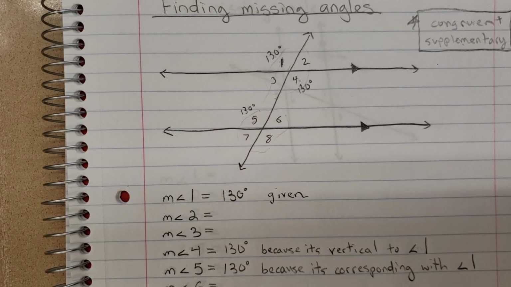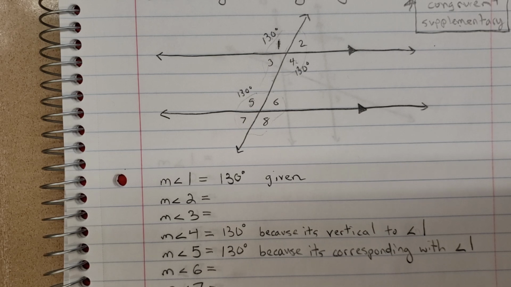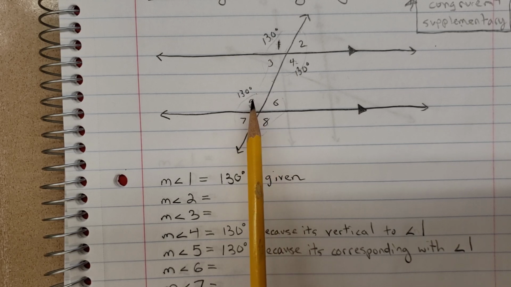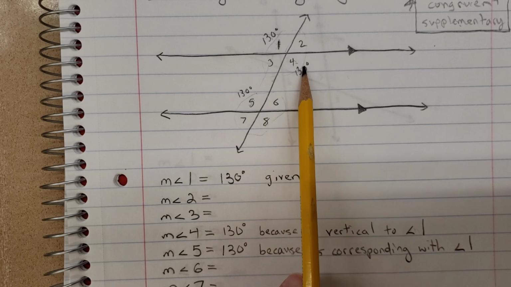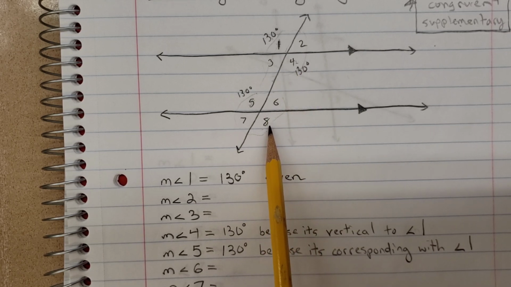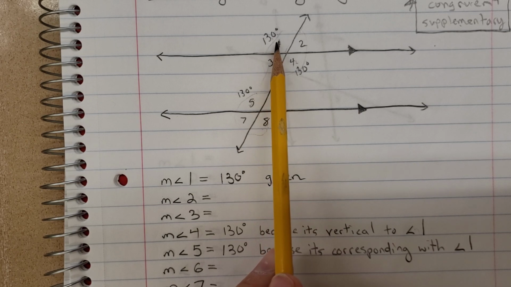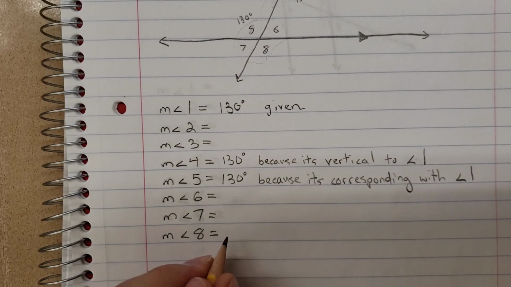All right, now what's another angle that you know because of our rules and our definitions and our vocabulary? All right, well, we can actually get angle 8 in a variety of different ways. Okay, we can say, oh, it's vertical to 5. We can also say it corresponds with 4. We can also say it's alternate exterior with angle 1. All right, but any of those ways, angle 8 is going to be 130 degrees.